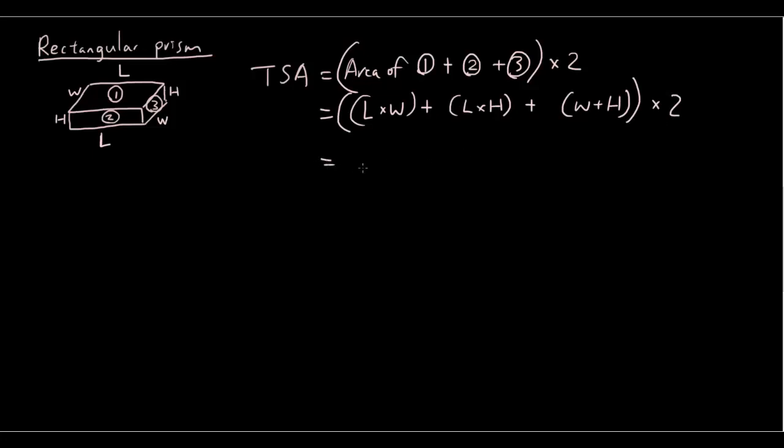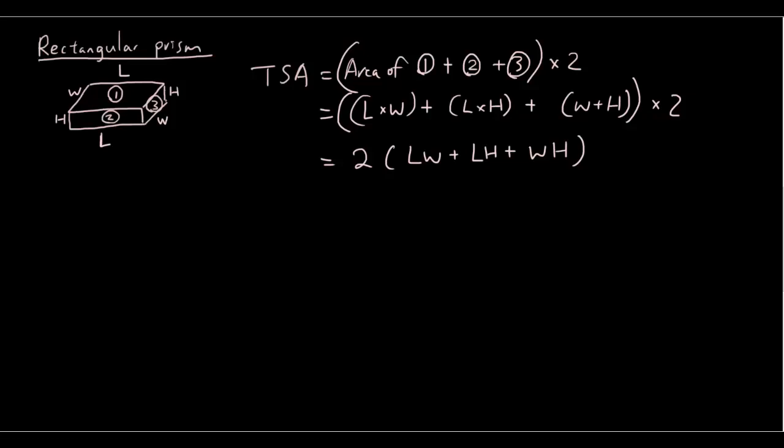So really the short way of writing that is 2 bracket LW plus LH plus WH. Right, because if you remember a bit of algebra, when you write 2 alphabets next to each other, you don't have to write times. It just automatically means times.